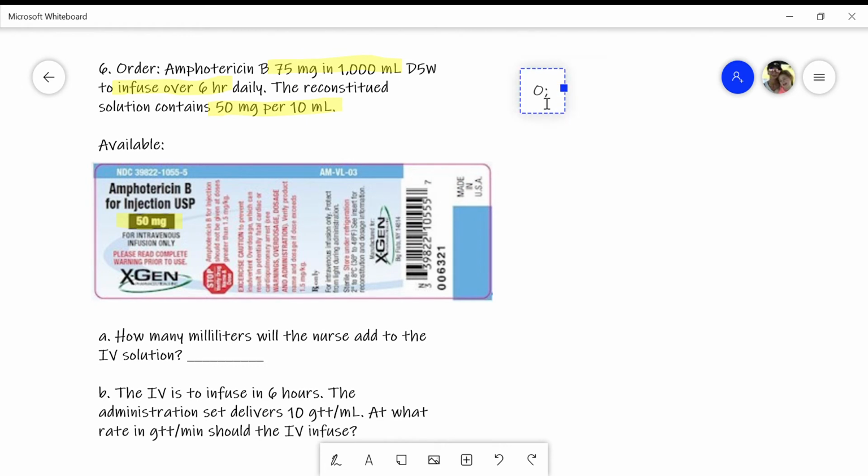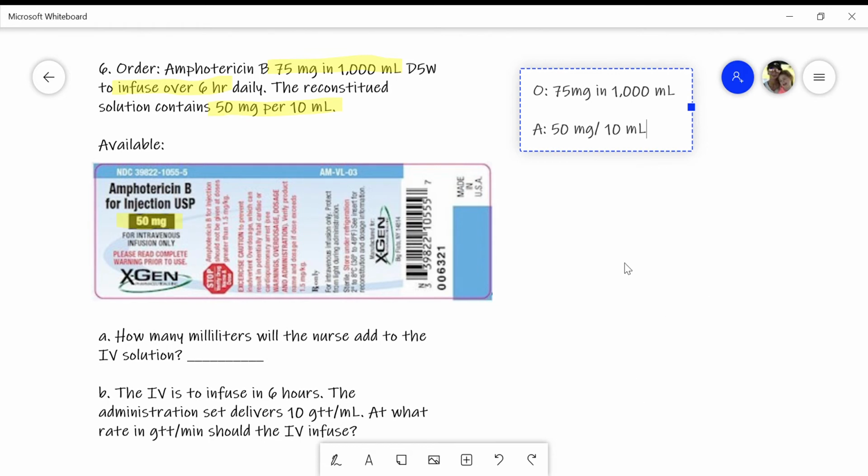So first, our order is 75 milligrams in 1,000 milliliters, and our available is going to be 50 milligrams per 10 milliliters.